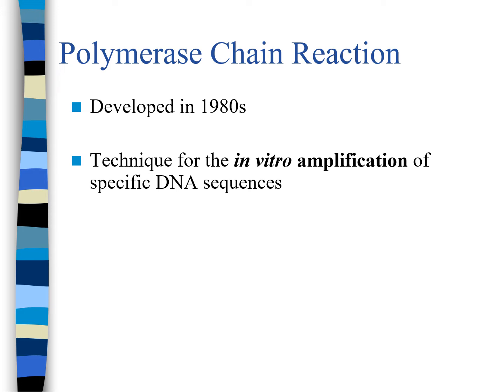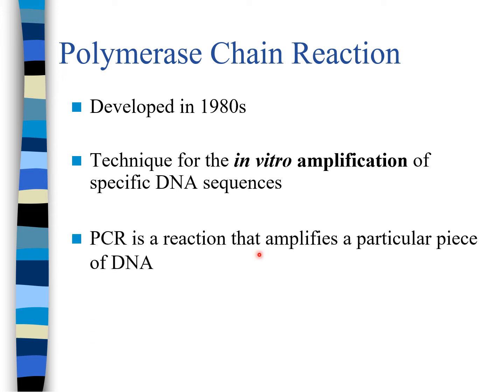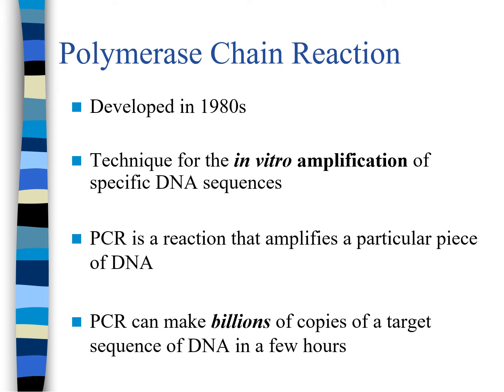And it's a technique for in vitro amplification of specific DNA sequences. Here, in vitro means in the lab. In vivo means inside human beings, inside the cell or inside the organism. So we can amplify a specific DNA sequence, like a gene, in the lab. It's a reaction that amplifies a particular piece of DNA, or a gene, as I mentioned before. And it's very powerful because it makes billions of copies of a specific target sequence, a specific gene, in a matter of a few hours in the lab. In a matter of a few hours, like an hour and a half, you can get billions of copies of a specific DNA.